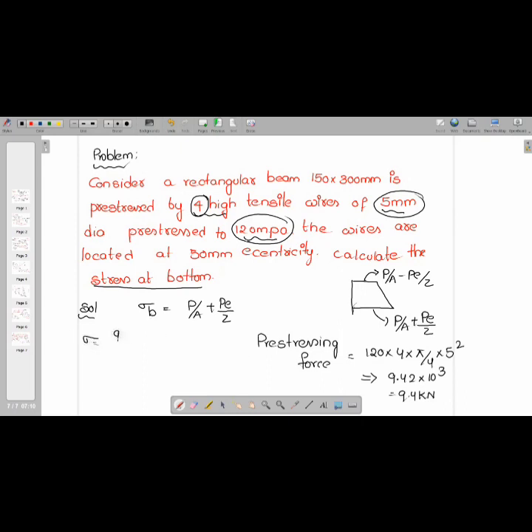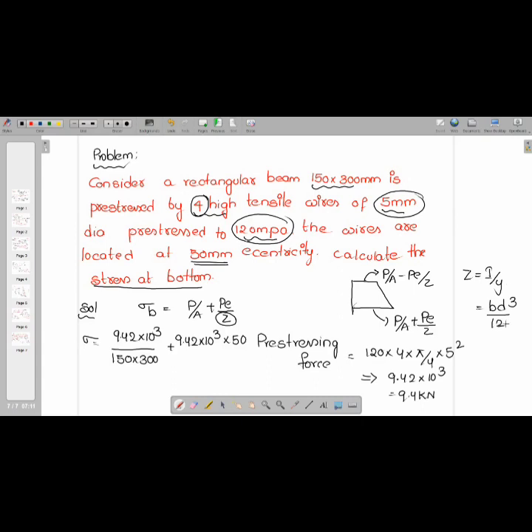Now see, the stress at bottom is given as, what is the load here? We have 9.42 into 10 power 3. And what is the area of the section? Area of the section is 150 into 300. Here also the load is 9.42 into 10 power 3. And what is the eccentricity, students? Eccentricity is 50 mm. Now how do you calculate Z? Z is equal to I by Y. The moment of inertia of a rectangle is b d cube by 12.